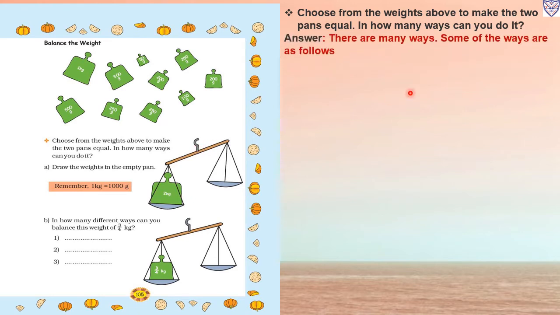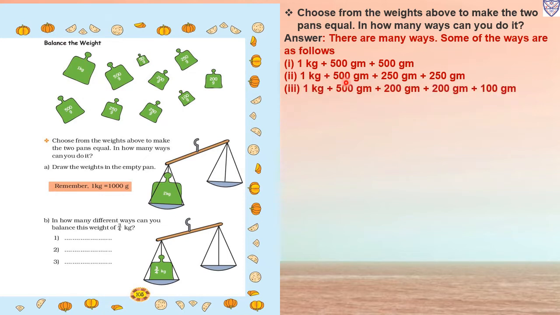So there are many ways. Some of the ways are as follows. First we will put 1 kg, then 500 gram bags of 2. So it will make 2 kg. 500 gram plus 500 gram we will get 1 kg, means 1000 gram. The 1 kg equals 1000 gram. Okay. So next option, 1 kg we will put, then 500 gram plus 250 gram plus 250 gram. So 250 gram plus 250 gram, that is 500 gram. Then the other 500 gram we will add, so that is 1 kg. So 1 kg plus 1 kg, it will be 2 kg.